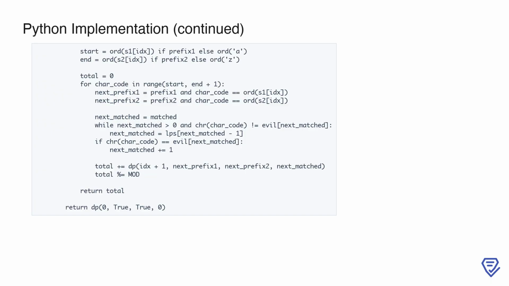At the end of the outermost function, we invoke DP starting with IDX 0, both prefix flags set to true, and matched set to 0, representing the initial state of our computation.